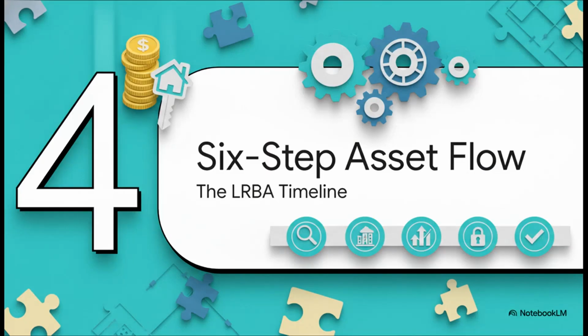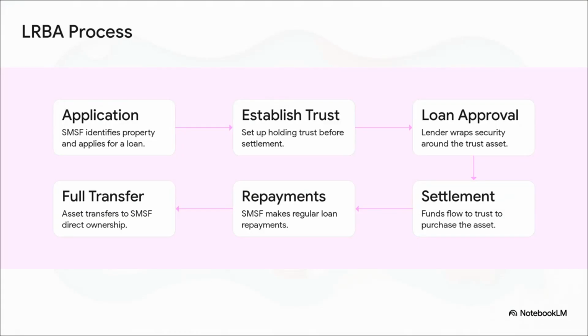Let's jump to Section 4, the 6-step asset flow. Let's actually put this blueprint into motion and walk chronologically through the lifespan of this whole loan arrangement. Step 1 is the application. You find a property and your SMSF applies for a loan. And specialists can often give you a quick conditional approval in just 1 to 3 days.